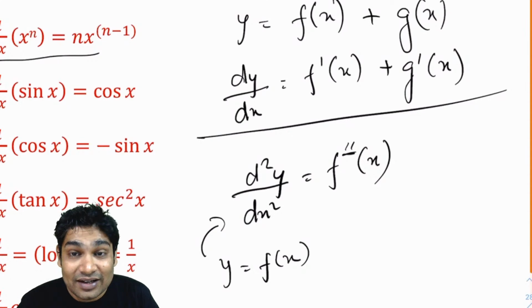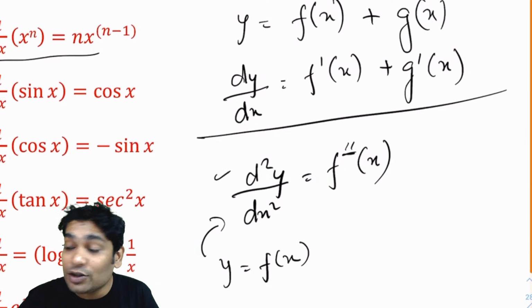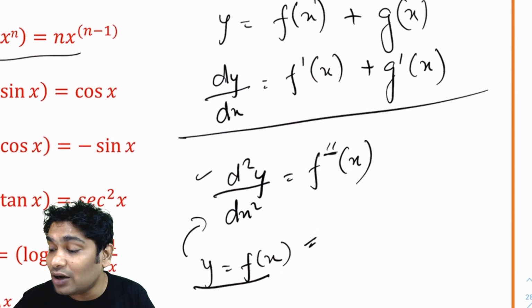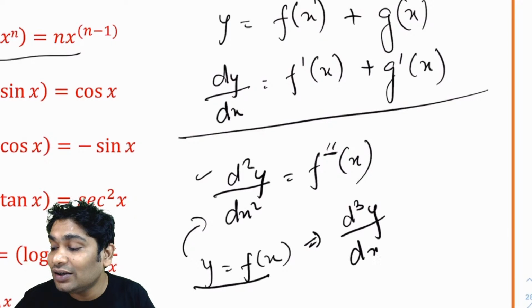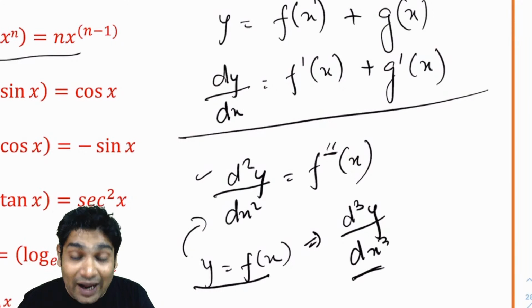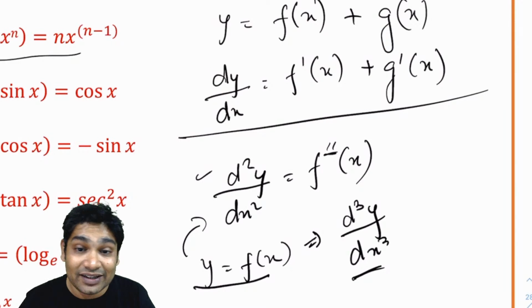Similarly, if you differentiate this also, so you have differentiated this function 3 times now. How do you denote that? You denote that as d3y over dx3. This means that function y equals f(x) has been differentiated 3 times.